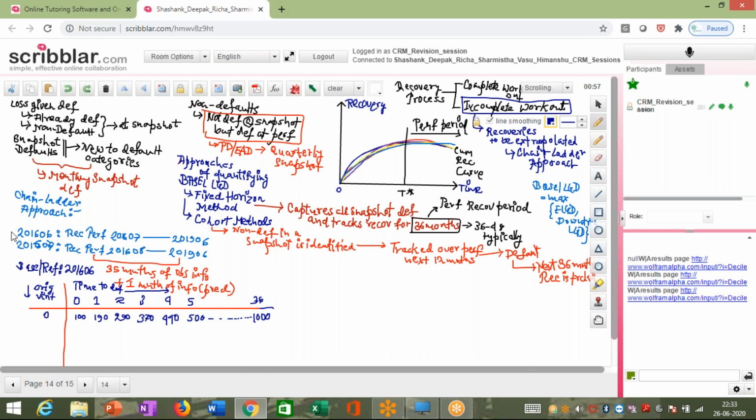Right, now the account which has defaulted in 2017. For them, they start 1 month later. So 1 month from zero. The month when it defaults, let's say the collection is $120.